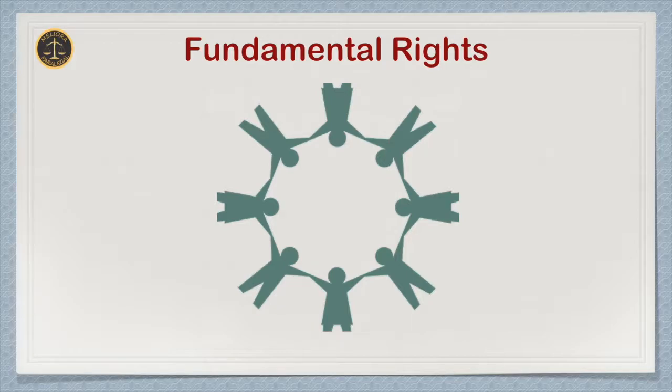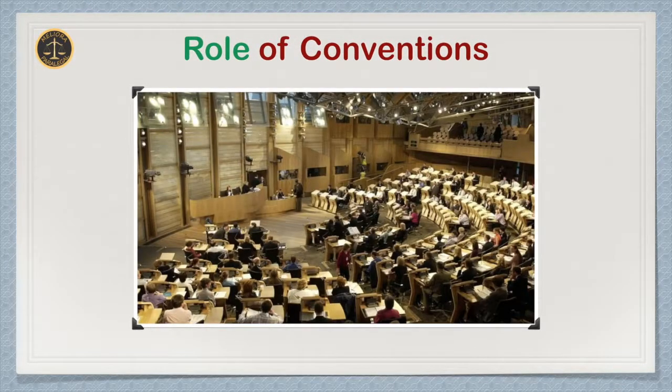Next, fundamental rights. Fundamental rights of the citizen have not been incorporated in the form of a list in the English Constitution. Rather, they have been recognized from time to time by the courts. Next, role of conventions. Because of the unwritten character of the Constitution, the conventions play a vital role in the British political system. For example, by convention, the Queen cannot go against the advice of the Cabinet.